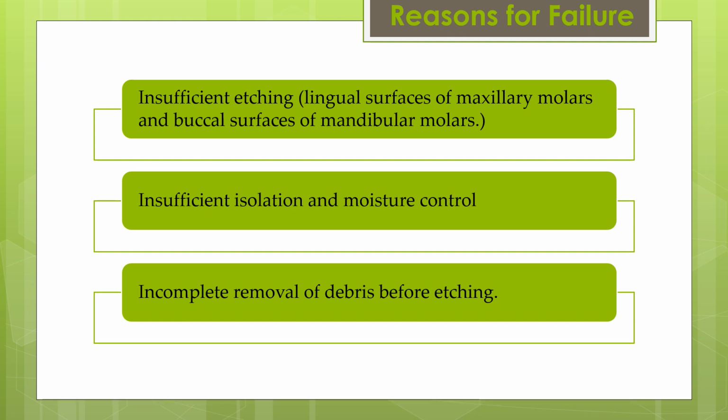So this sealant placement can also become a failure. When does it become a failure? The main cause will be insufficient etching, especially on the lingual surface of your maxillary molars and the buccal surface of your mandibular molars, and then insufficient isolation and moisture control, followed by incomplete removal of debris before etching. All these points can lead to the failure of your pit and fissure sealant application.